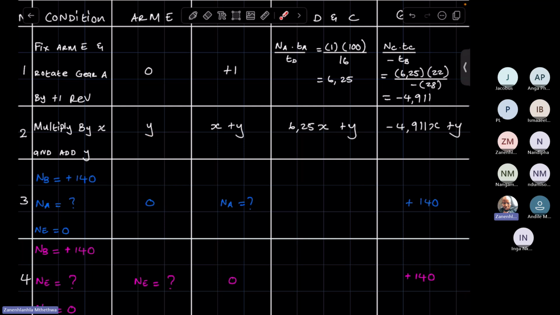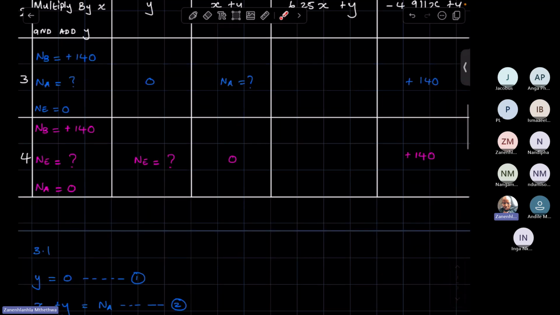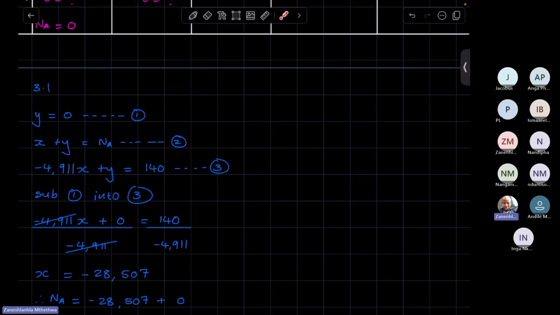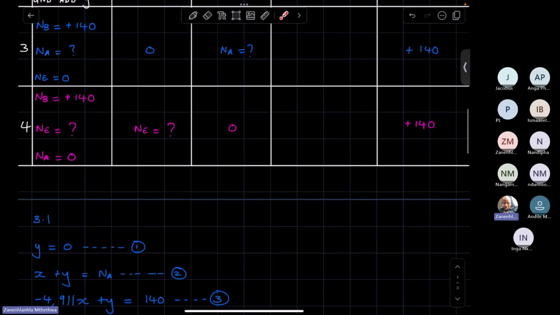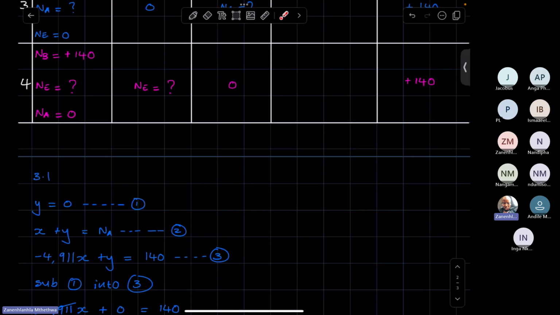Essentially, we'll say y is equal to 0, and take that as our first equation. x plus y is equal to NA. Take that as our second equation. And then our third equation will be negative 4,911 x plus y is equal to positive 140, which is what I did here. So we have formulated three equations from equating the second condition to the current condition.